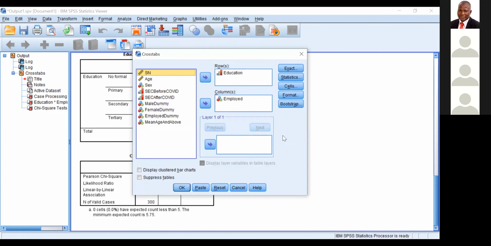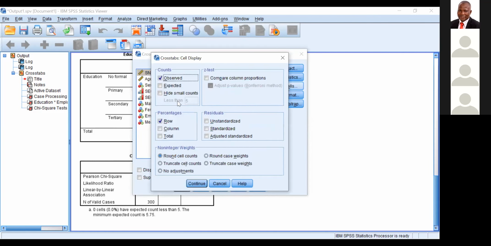Just go to cells. Go to column percentage, click on the column. If you click both, it will show you, but it will be too much. That's why I don't remove the row, so that you don't pack the place with many percentages. You may be confused. Click continue and OK.